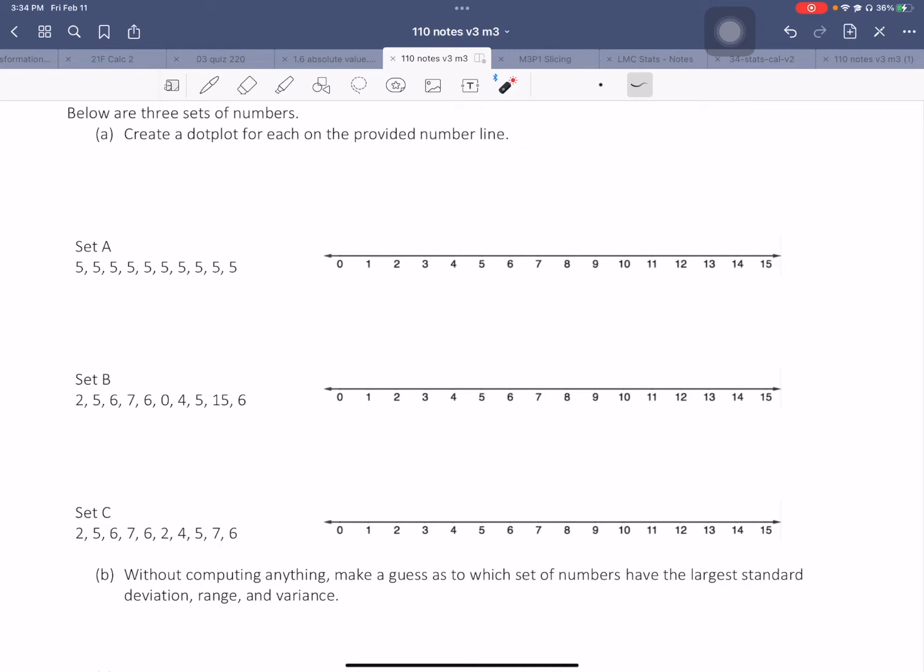Welcome. In this video, we're going to explore spread a bit more, and I gave you three sets of data, and let's go ahead and create dot plots for each on the provided number line. So I have a bunch of fives here. How many do I have? 1, 2, 3, 4, 5, 6, 7, 8, 9, 10. So my dot plot's going to be fairly boring.